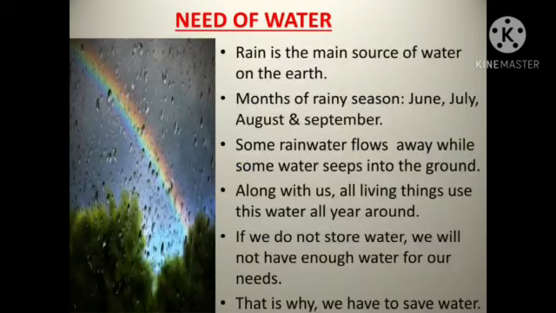Let's move to the next topic, that is storage of water. So let's see. Need of water. Rain is the main source of water on the earth. Months of rainy season, that is June, July, August and September.